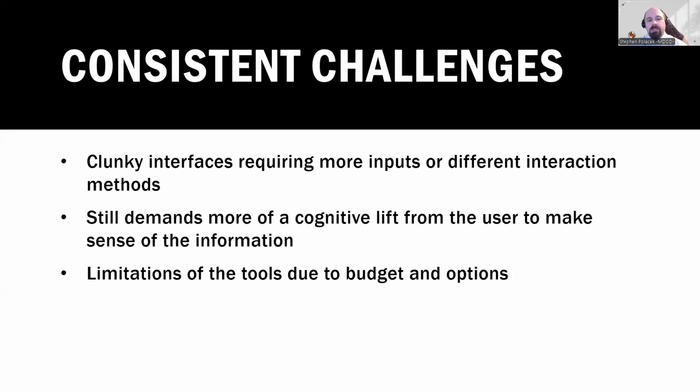We're always going to still demand more of a cognitive lift from our users to make sense of the information, for the reasons I just gave. Ultimately we kind of have to lean on them to be able to make sense of it, especially if we're simply presenting here is the data of the last year's census. I don't know what you're looking for. So here are the tools in order to look for that information, and good luck.